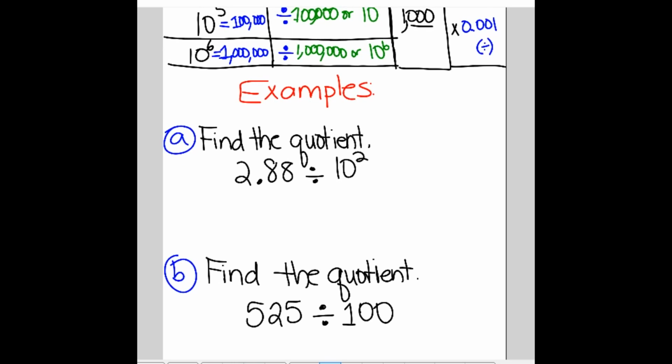All right, now in this case, we have a decimal and our power of 10. So it says, find the quotient of 2.88 divided by 10 to the second power. Now, normally, we know anytime we see divide by 10 to the second power, we are moving our decimal to the left. Let's go ahead and write that again. When dividing, move decimal left.